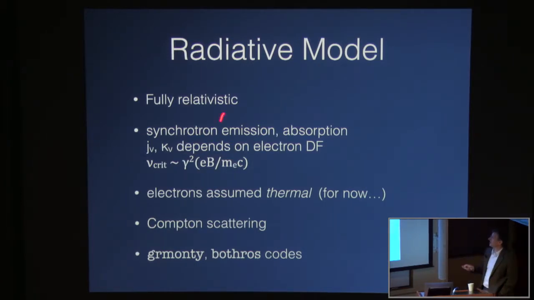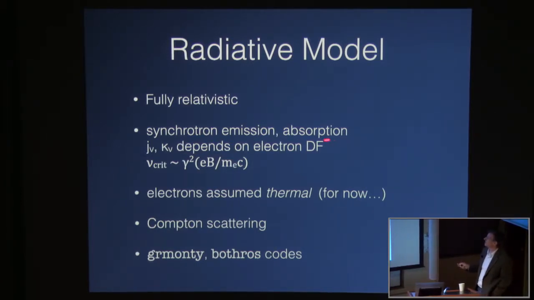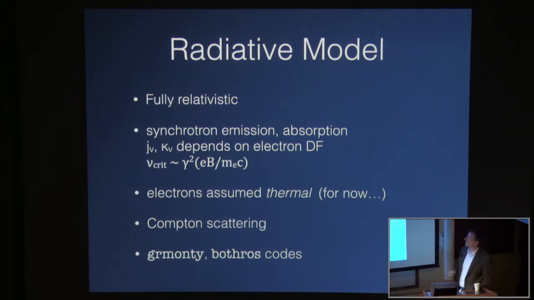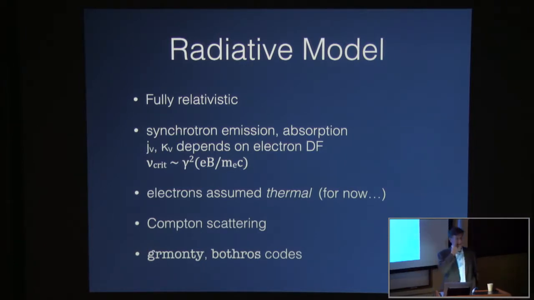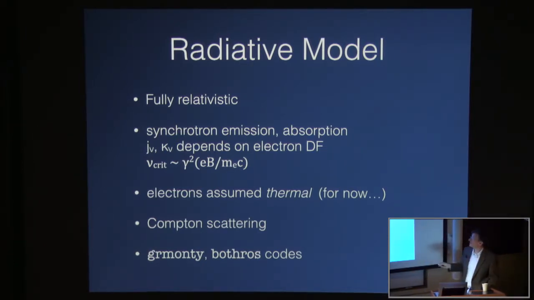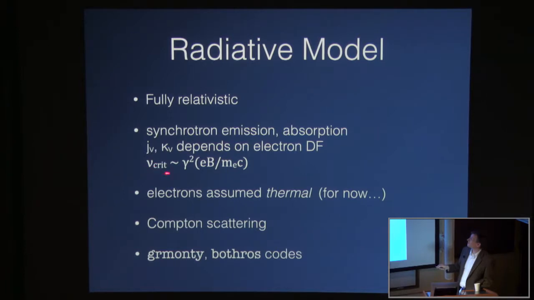So we include synchrotron emission and absorption. And of course, the emissivity coefficients for that depend on the electron distribution function. So each electron radiates at a characteristic frequency, which is proportional to the square of its Lorentz factor multiplied by the gyro frequency. And so the distribution of electrons over Lorentz factor controls the emissivity. So it's important to understand what the electron distribution function is.